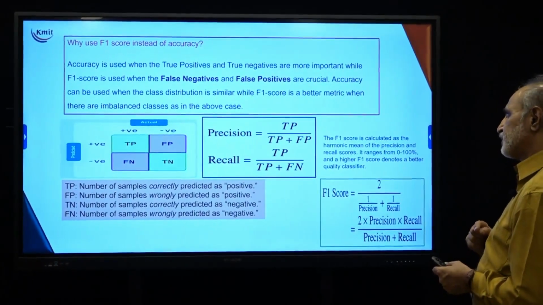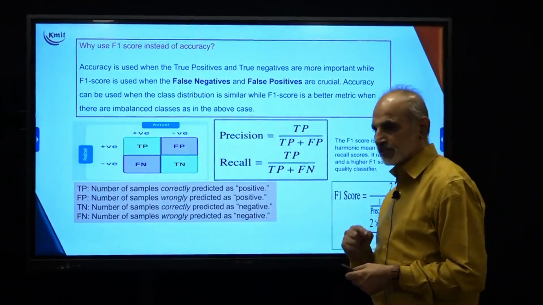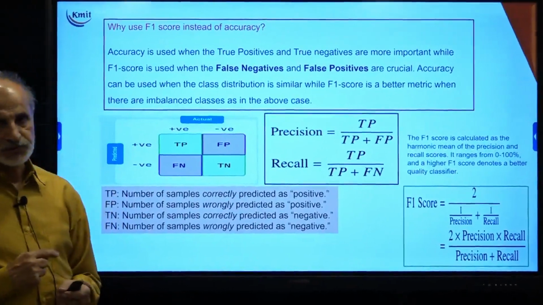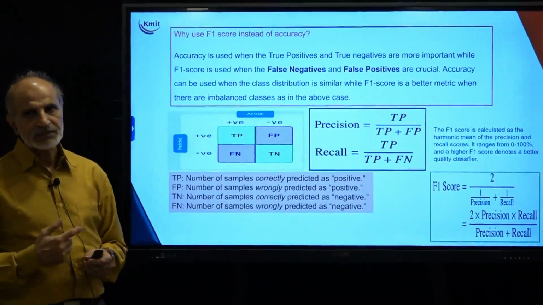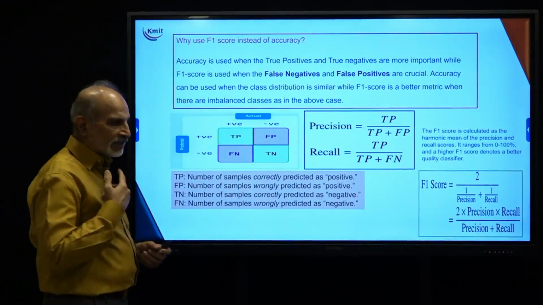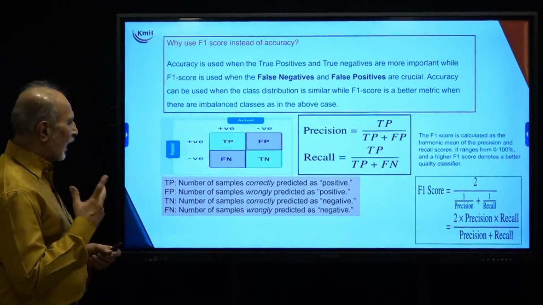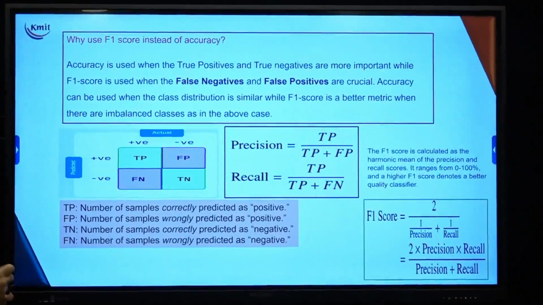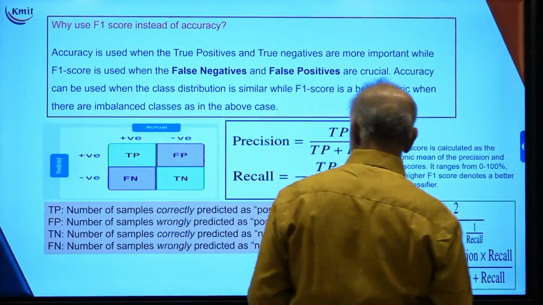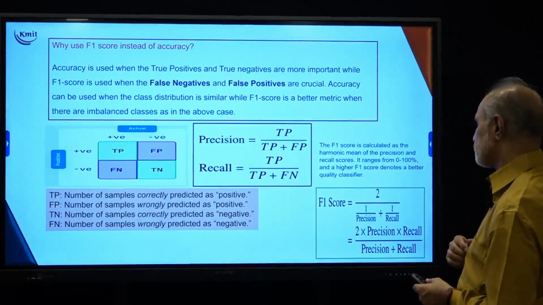However, F1 score is used when false negative and false positive are crucial. So, a fraud happening is positive in my case, and fraud not happening is negative for me. I can treat it either way, whatever I want. Ultimately, what we care about are false negatives and false positives in our fraud detection case. So, F1 score is a better measure of performance.